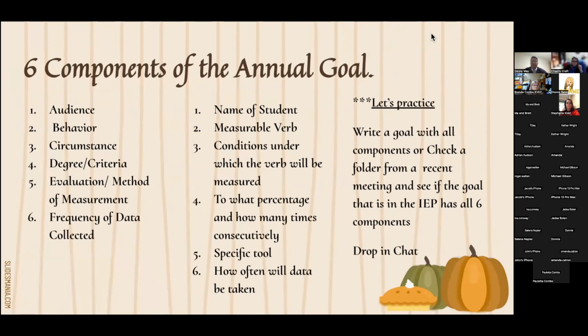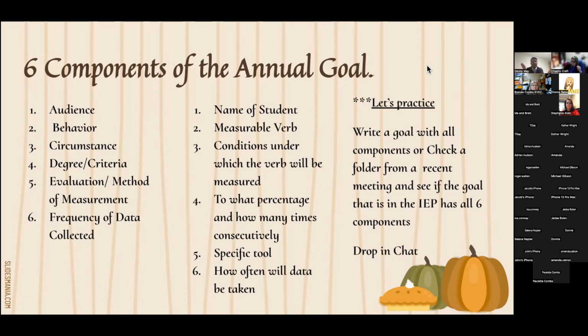We're going to jump out of present level here, and we're going to jump into the components of an annual goal for a second. Okay. So this is the information page, if you will. This is the components of the annual goal. And in our record review document, it still calls for this. It still says that if we're going to make a goal measurable, we can write a goal with all these pieces in it. These are the pieces, the 6 components of the annual goal: audience, behavior, circumstance, degree, criteria, evaluation, method of measurement, frequency of data collection.